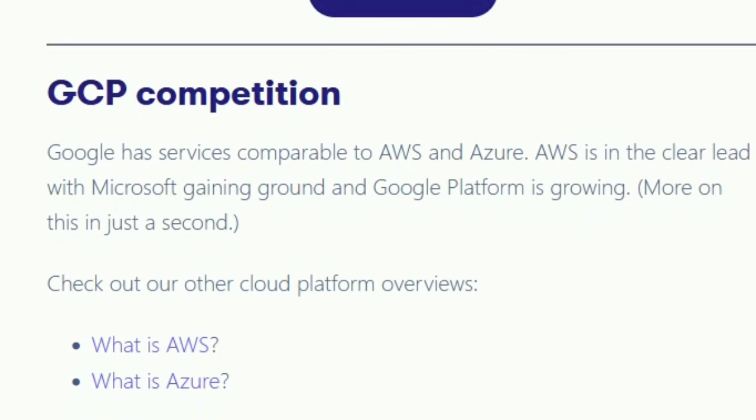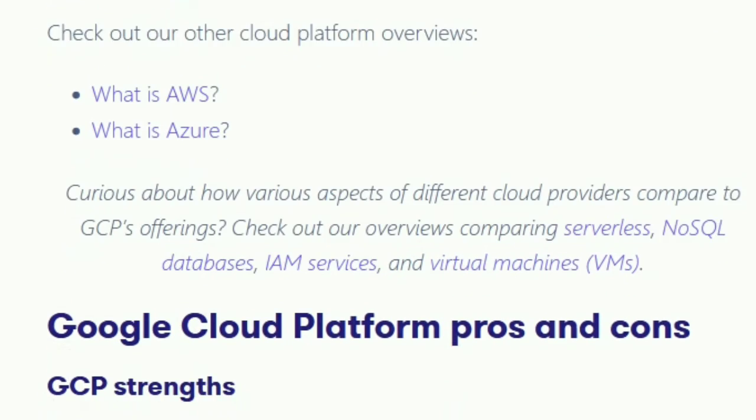GCP competition. Google has services comparable to AWS and Azure. AWS is in the clear lead with Microsoft gaining ground. The Google platform is growing. More on this in just a second. Check out our other videos: What is AWS? What is Azure?